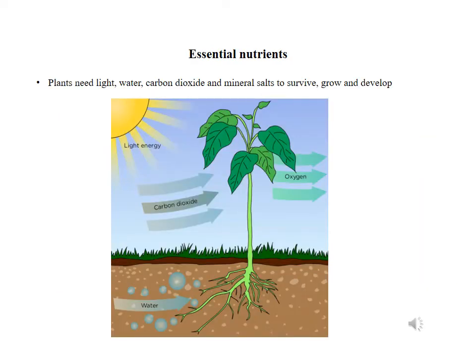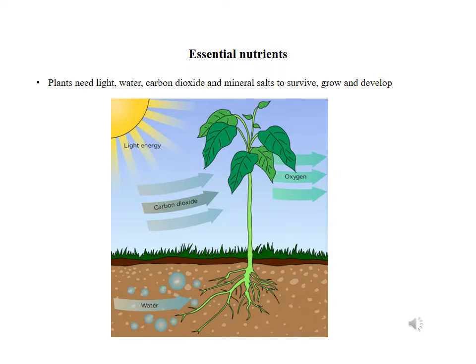In order to grow, green plants must nourish themselves by taking nutrients. What are the essential nutrients? Water, carbon dioxide, sunlight, and minerals. Without one of these nutrients, the plant cannot grow and develop. Sunlight is absorbed by chlorophyll pigments in the leaves.